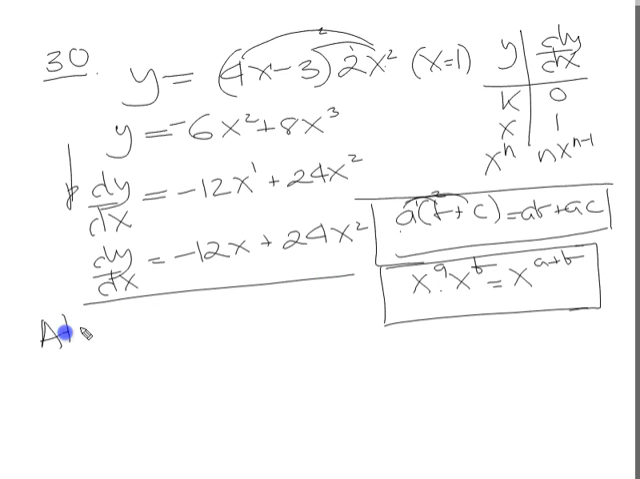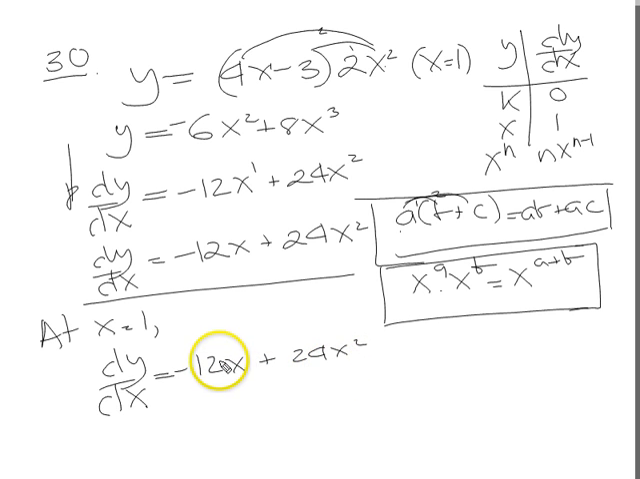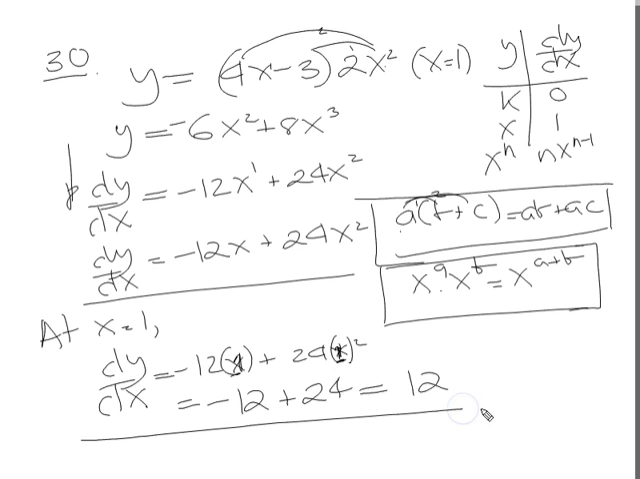Input the value then at x equals 1. dy/dx equals minus 12x plus 24x squared. Just write down the line above without thinking too much. And then every time we see an x, we want to input the value 1. And here, little bracket, input the value 1. So what do we got then? We got minus 12 times 1 is minus 12, plus 24 times 1 squared, which is 24. Minus 12 plus 24 equals 12. So that's the answer then for question 30.